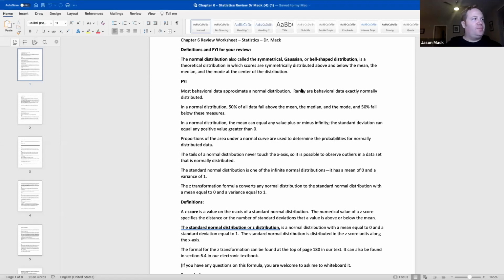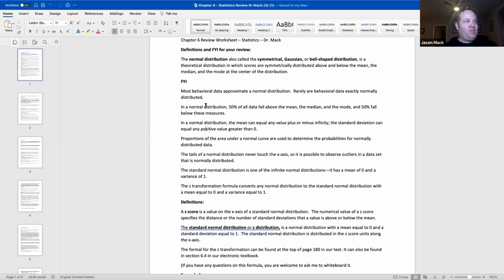All right, so the normal distribution is also called the symmetrical Gaussian or bell-shaped distribution. That is a theoretical distribution in which scores are symmetrically distributed above and below the mean, the median, and the mode at the center of the distribution. Most behavioral data approximate the normal distribution. Rarely are behavioral data exactly normally distributed.